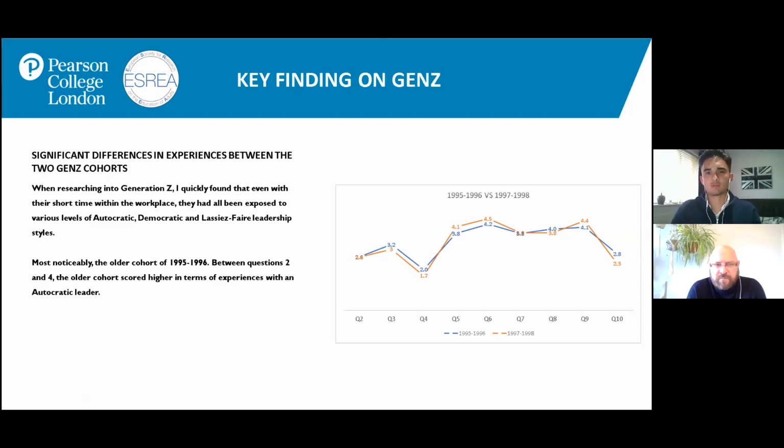Interestingly, the mean average scores between each age group differ. The older group, born between 1995 and 1996, scored slightly higher on the 3 questions surrounding an autocratic leader, which is intriguing as this cohort are the youngest millennials, early Generation Z employees. In comparison, the younger cohort, born between 1997 and 1998, scored marginally higher on the democratic leader statements. This is fascinating, but worth looking into whether it's down to an age perspective or if it's caused by generational characteristics.